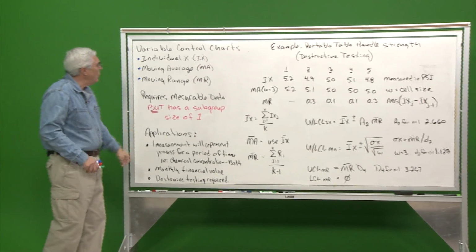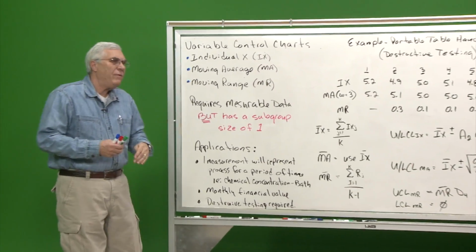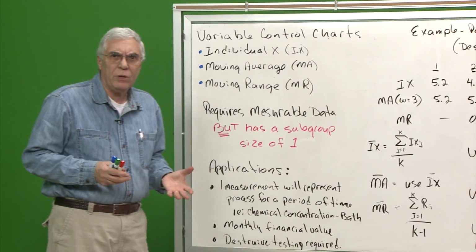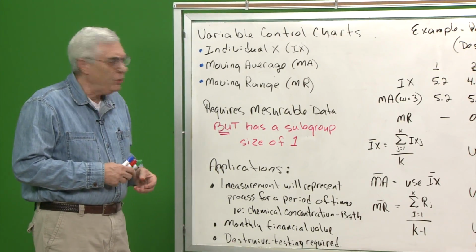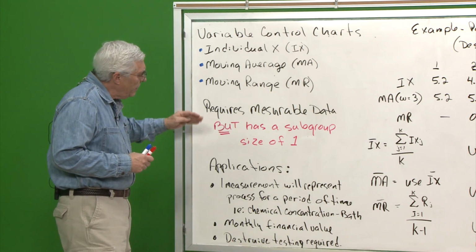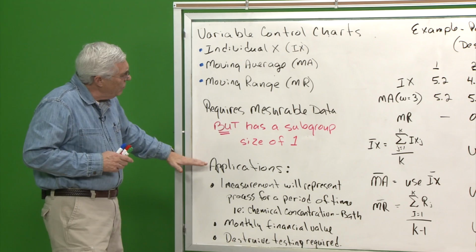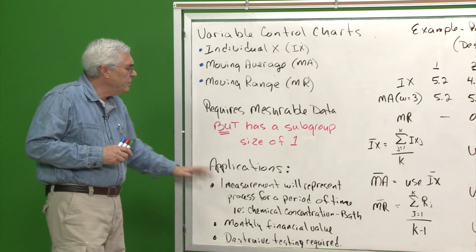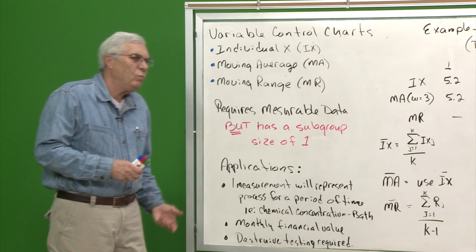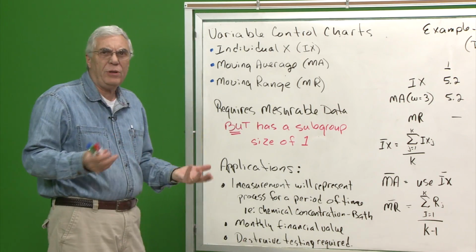Fundamentally, these charts are used when you have a subgroup size of 1. Just like all the other variable control charts, they require that we have measurable data. But here we have a subgroup size of 1. In respect to where that would happen, many times you'll have an application where a single measurement will represent a process for a period of time.